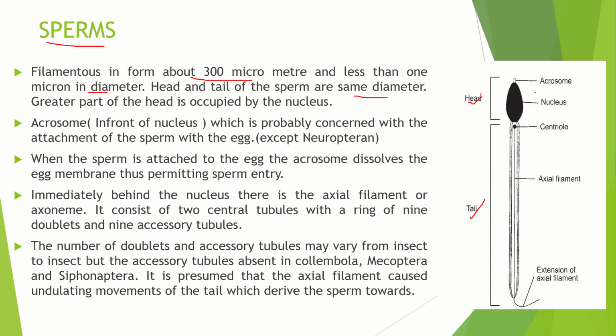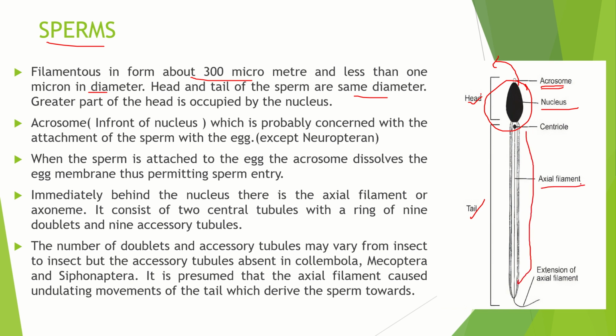In this sperm, at the tip of the head portion, in front of the nucleus, there is the acrosome. In the head portion the nucleus occupies the whole part or the greater part. When the sperm is attached to the egg, this acrosome portion dissolves the egg membrane, and the sperm enters. Immediately behind the nucleus, there is the axial filament.